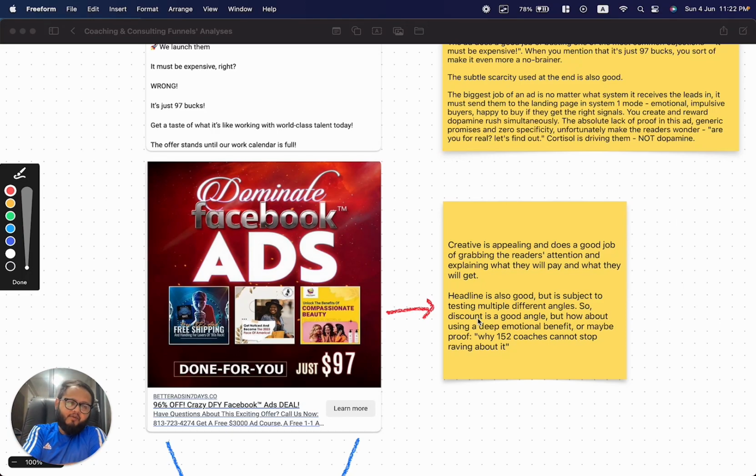That's one option. The second option is maybe you can use proof, which I don't know why this ad lacks so much. Maybe that's a part of the strategy, because I know some people do that for good reason. I'm not sure. One way to do it is to use this particular type of proof, herding or the bandwagon effect. "Why 152 coaches cannot stop raving about it." Now you get people curious.